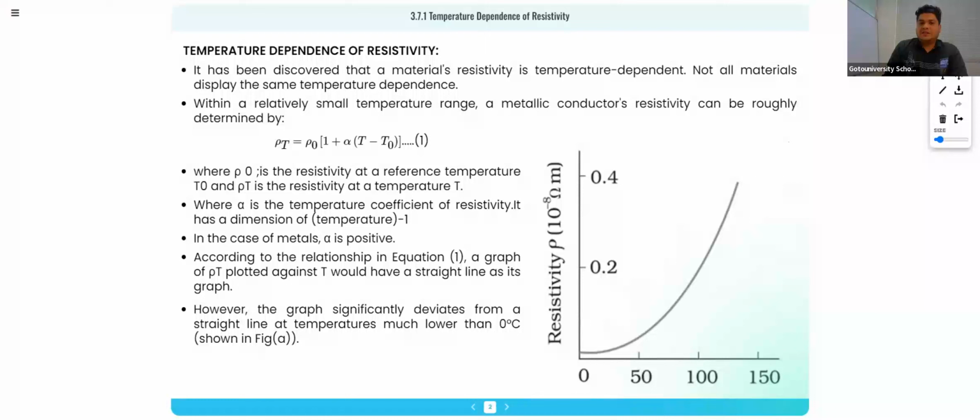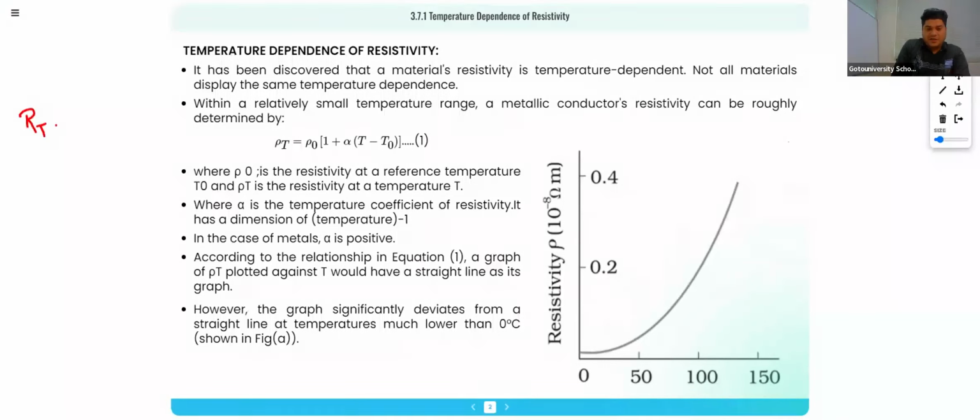Dependency of resistivity. We know the formula for RT, which is resistance. What is the formula we studied? RT equals R naught times 1 plus alpha into T minus T naught. And the same formula for resistance was this, and for resistivity it was this formula.